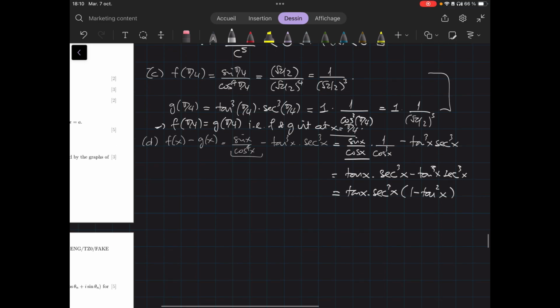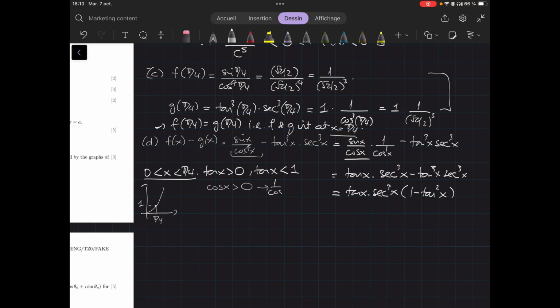Okay, what next? On the interval from 0 to pi by 4, we know that tan of x is positive. In fact, we know that tan of x is also less than 1 if you recall the graph of y equals tan of x. We also know that cos of x is positive on this interval. Therefore, 1 over cos, or secant, is also positive on this interval.